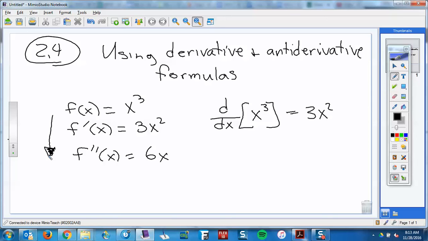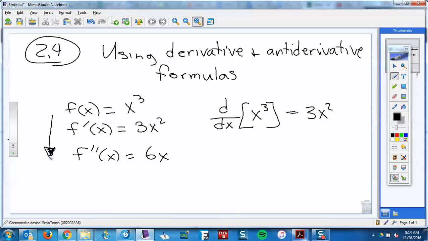Then it makes sense that the antiderivative would be going the other way, right? So if you use it in a sentence, the derivative of f is f prime. Now use antiderivative in a sentence. The antiderivative of f prime is f. That's right. And the antiderivative of f double prime is f prime, right? The antiderivative of f prime is f. It's just going the other direction.